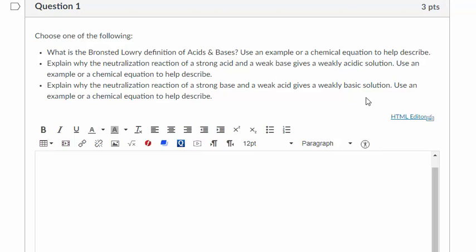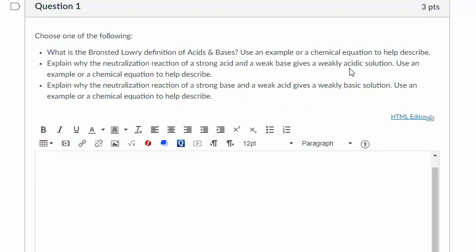You could be asked, what is the Bronsted-Lowry definition of acids and bases? Use an example or a chemical equation to help describe this definition. Remember that the Bronsted-Lowry definition of acids and bases involves the transferring of a hydrogen. So you should be able to pull out an example of an acid and a base that fit the Bronsted-Lowry definition. Also in that, you should have a discussion on conjugate acids and conjugate bases. They go with the Bronsted-Lowry definition.